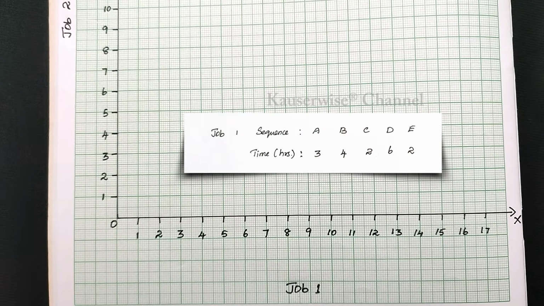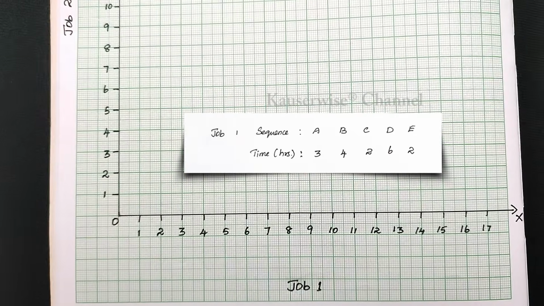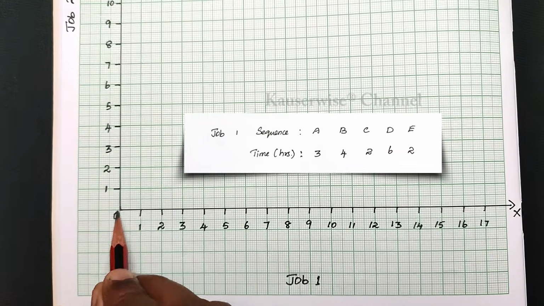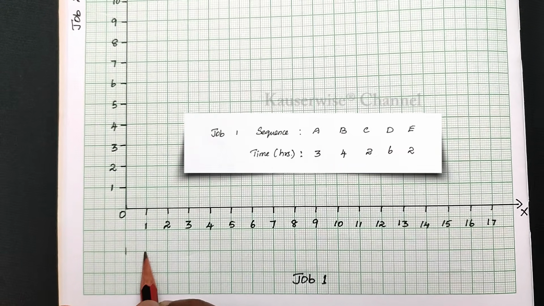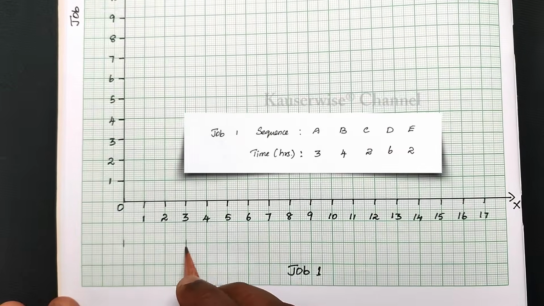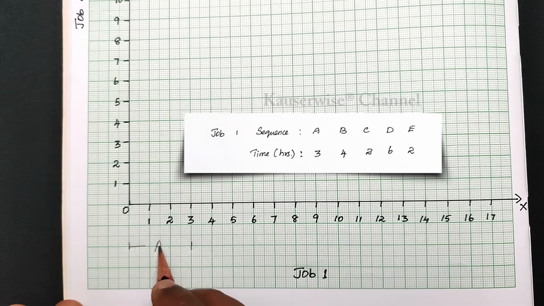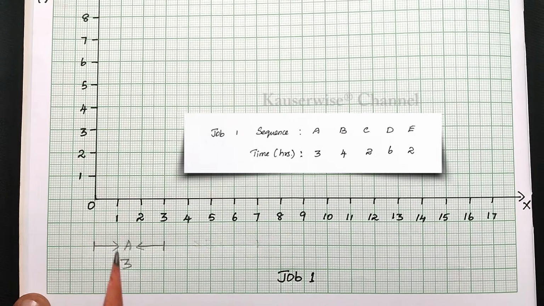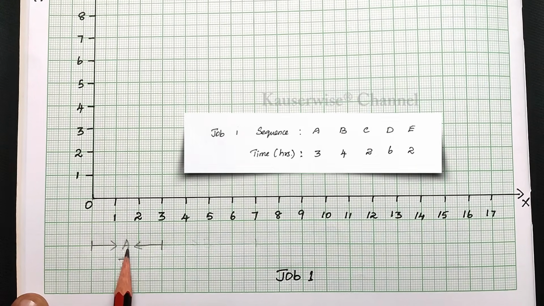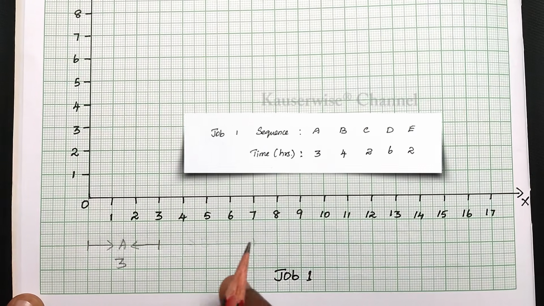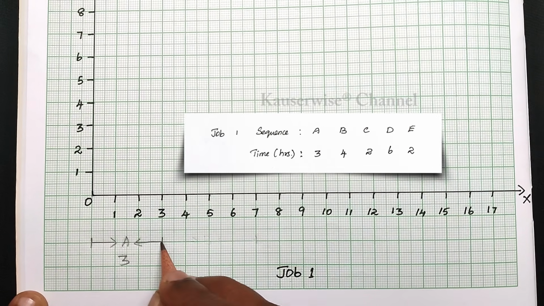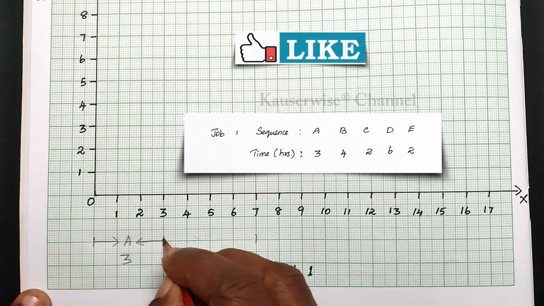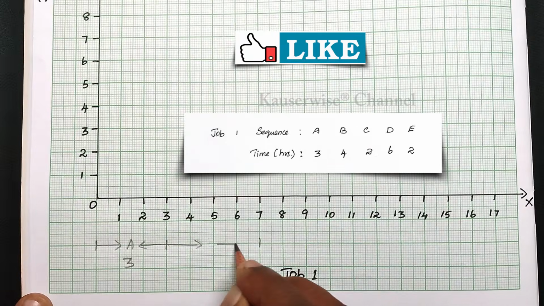For job 1, look at the information. For the first machine, that is machine A, what is the duration? 3 hours. Start from 0. Start from here, 1, 2, 3. So this is the duration for machine A. After completion of A, the second sequence is B. What is the duration? 4 hours. Start from here, 1, 2, 3, 4. So this is the duration for machine B.